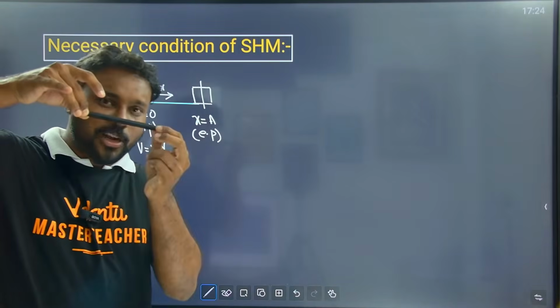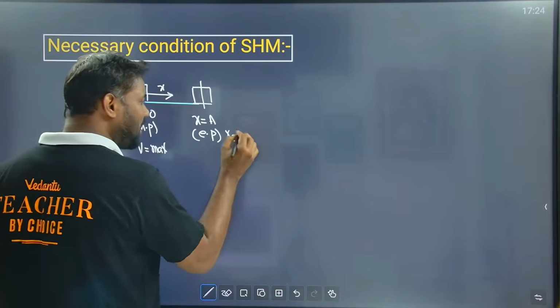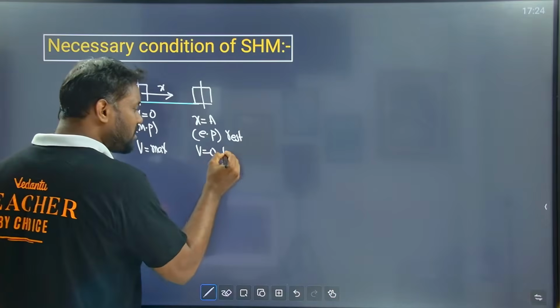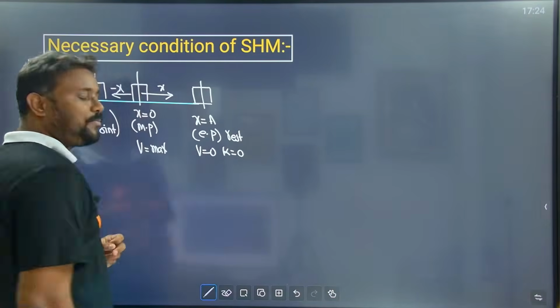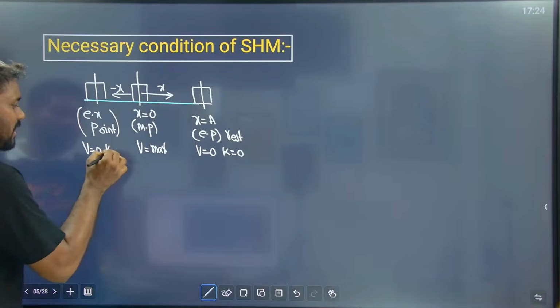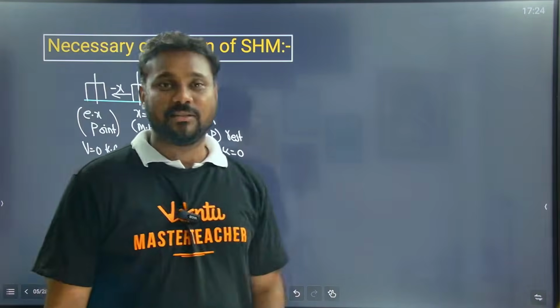So when it goes to the extreme position, the particle comes to rest. What happens to the velocity? The velocity becomes 0. What happens to the kinetic energy? The kinetic energy becomes 0. So at the extreme point the particle comes to rest.